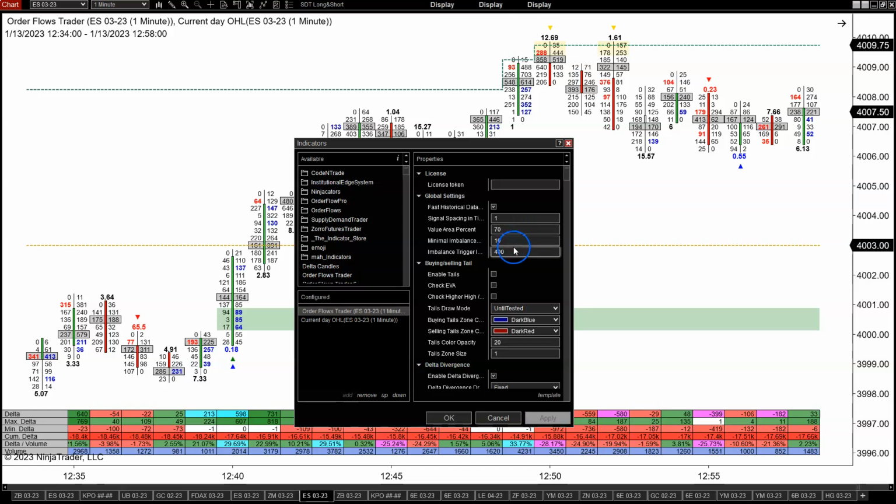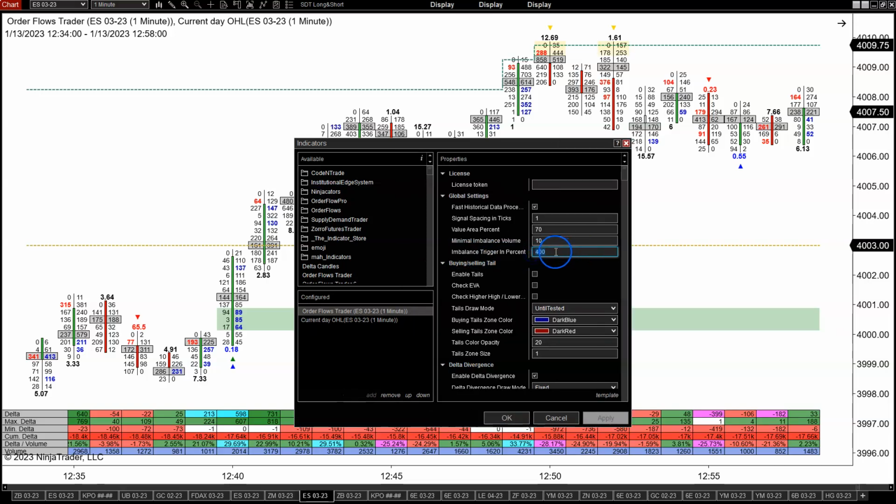So how you would set it up is you go look on your footprint chart, depending on the footprint that you're using, you have to find the imbalance trigger in percent. Some software may call it something else and you change it to 10-to-1. In my software, since it's a percent, it would be 1,000, which is 10%. Or not 10%, it's 1,000%, which is a 10-to-1 ratio.